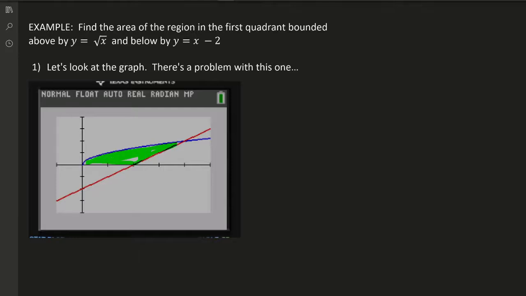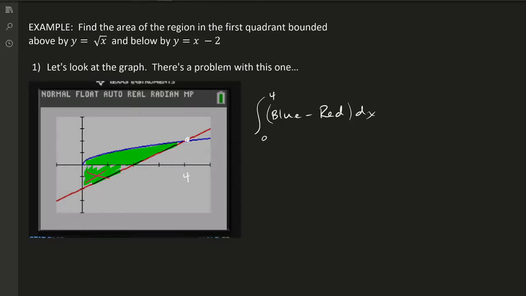Now, let's kind of think about this. If I were to do the integral of the blue curve minus the red curve, from 0 to, this looks like 4 maybe, so 0 to 4, and we'll confirm that it's 4 in just a moment. If I do this area, that's going to provide me not only with the green area, but it's also going to give me this other area underneath. And so I'm going to have more area than I want. I don't want this area. And so this is my problem.